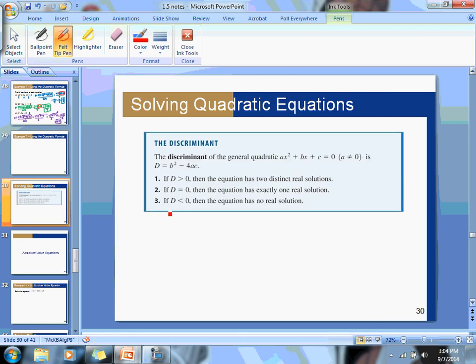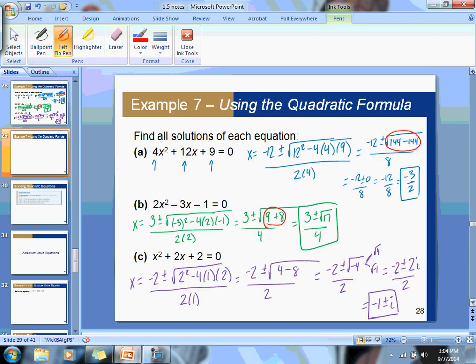And then the last one here is if D is less than 0, then it has no real solutions. And when you're less than 0, you're a negative number. So that's what we had here. We had a value of -4 for our discriminant. And that got me no real solutions. I didn't get any real solutions. I got 2 complex solutions.